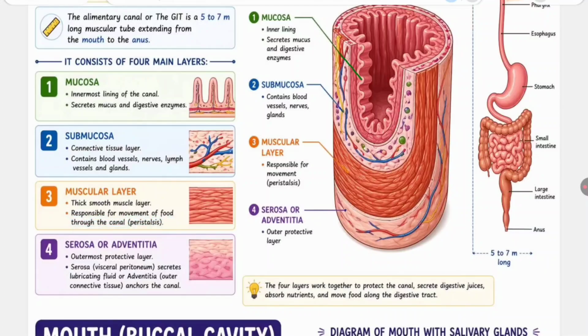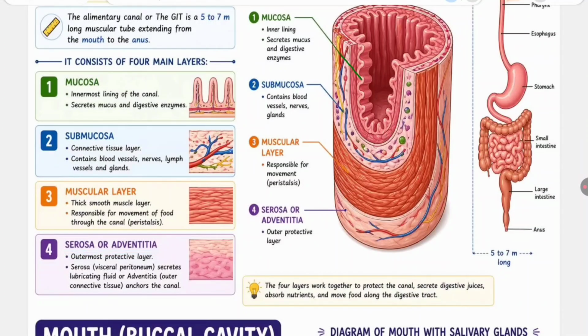For what is it going on? It is the smooth muscular layer. It is going on only because of this muscular layer. Okay, so you can see here this is the muscular layer. Next one is serosa or adventitia.